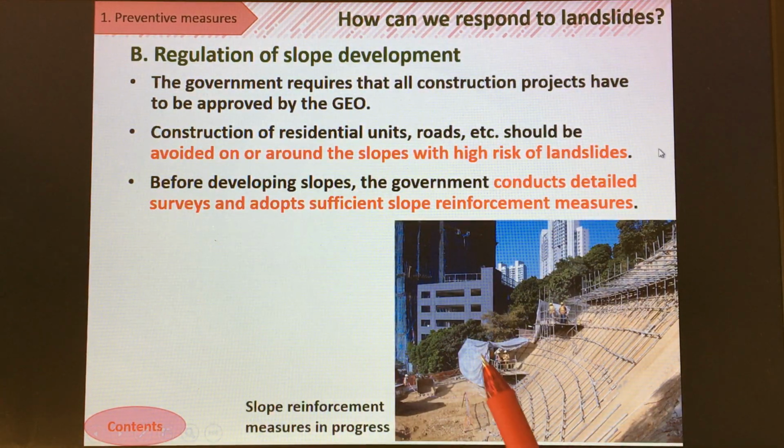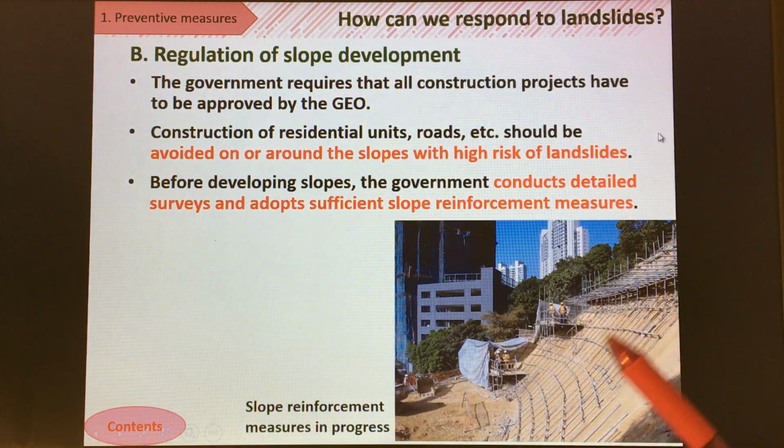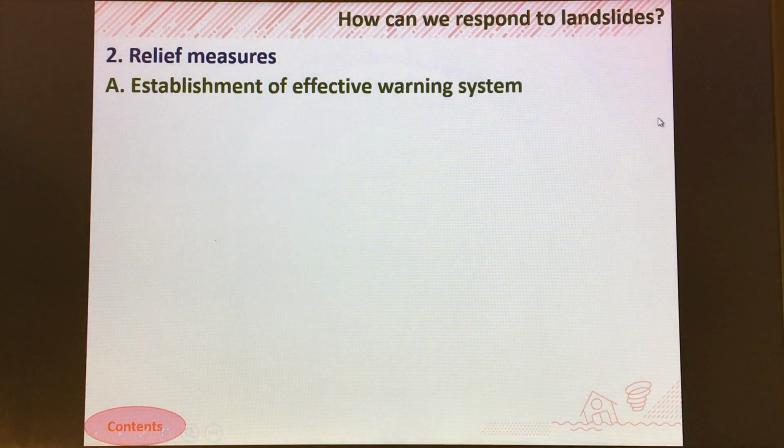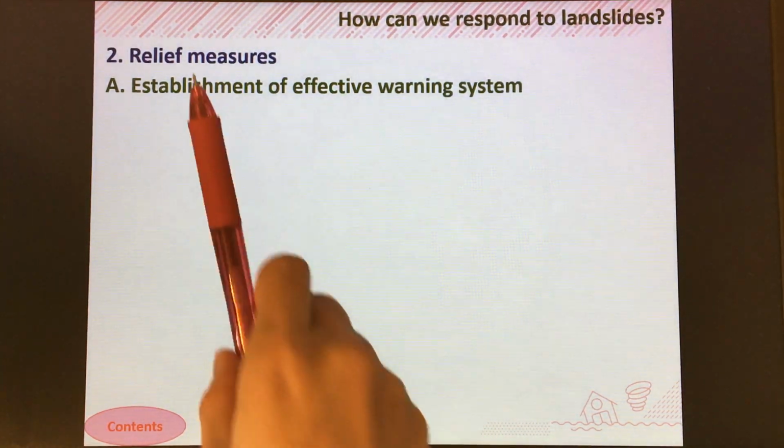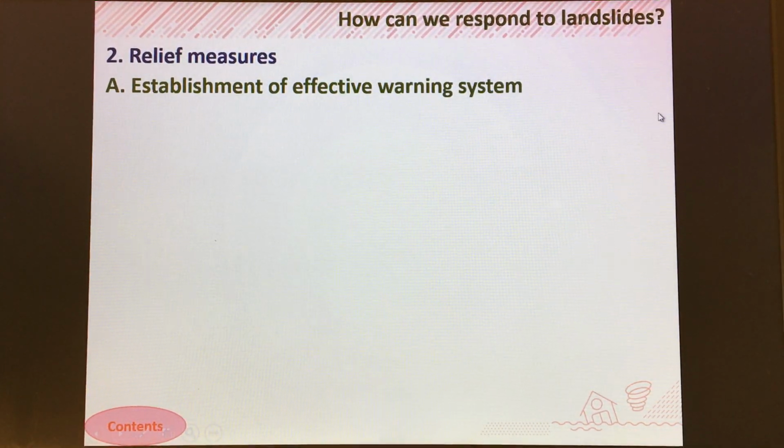So if we want to develop these parts of the slope, we need to strengthen the slope behind, and all of these measures need to be approved by the GEO. That's the preventive measures we have just talked about, to consolidate the slope and reduce the chance of landslide. Now on page 24, we are going to look at the relief measures. The relief measures are, once a landslide occurs, how can we reduce the effects caused by the landslide?